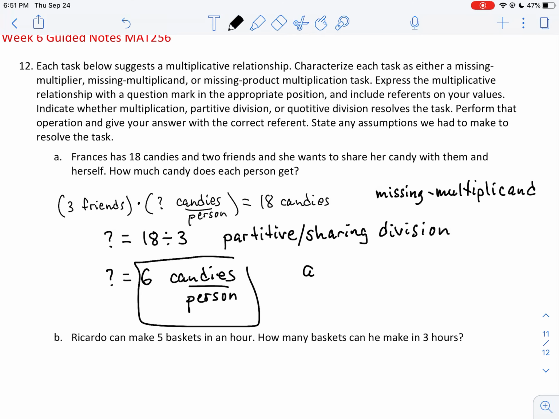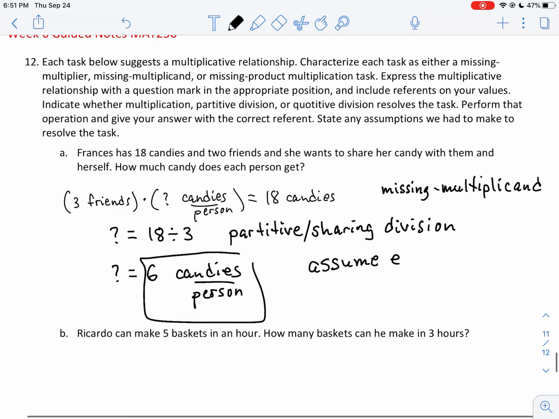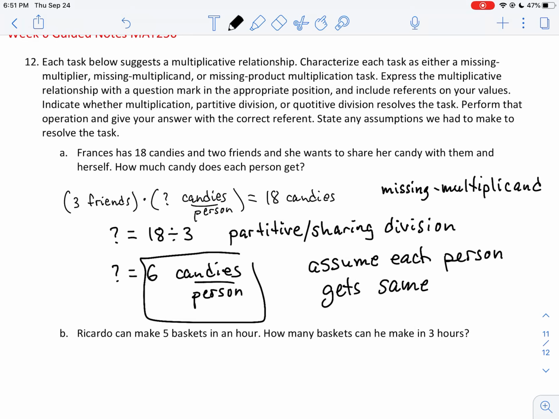Well, we did assume that it was fair sharing. So we did assume that each person gets the same amount. But it is possible to share the candy with 3 people, but in unequal ways. But when we do division, we're assuming that we're doing it in equal ways. Because however much candy each person gets is what we want to copy. When you copy something, you create an exact copy of it.